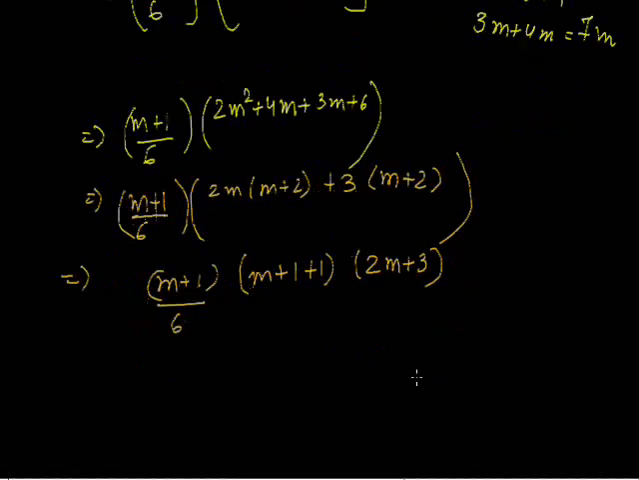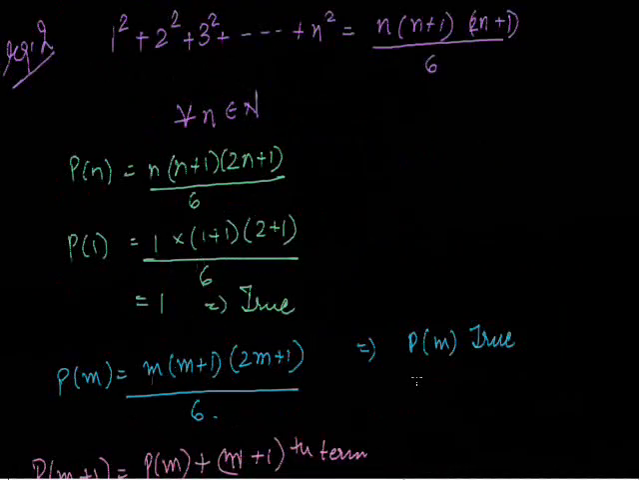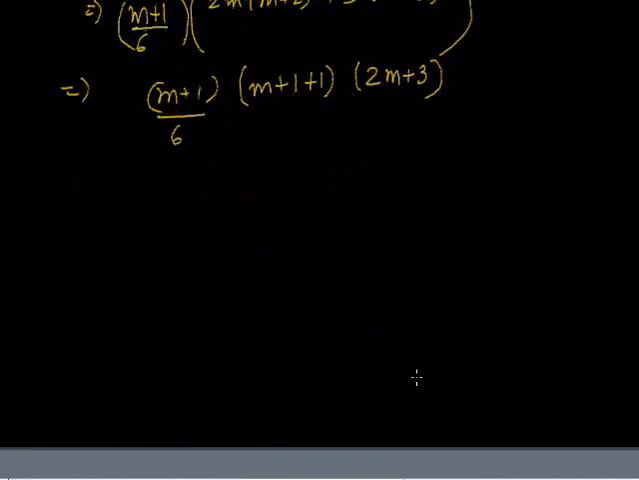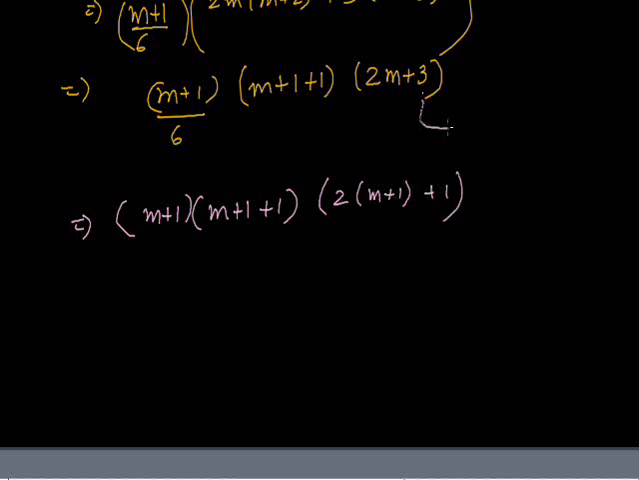Now what we can see is that we have a formula for Pn. The formula for Pn is n into n plus 1 into 2n plus 1. So if I further manipulate it, it can be written as m plus 1 into m plus 2 into 2 into m plus 1 plus 1, because 3 can be written as 2 plus 1, and when we club 2m with 2, what we are left with is 2 bracket m plus 1 upon 6.